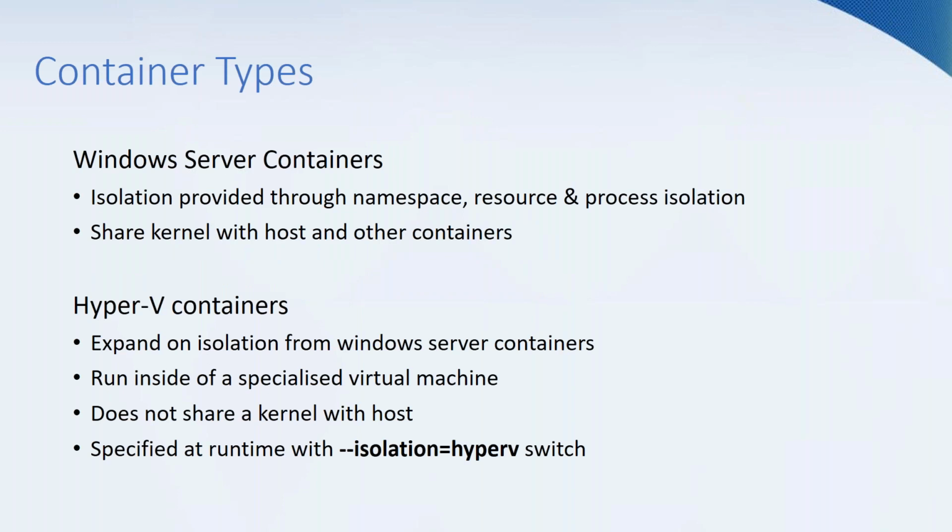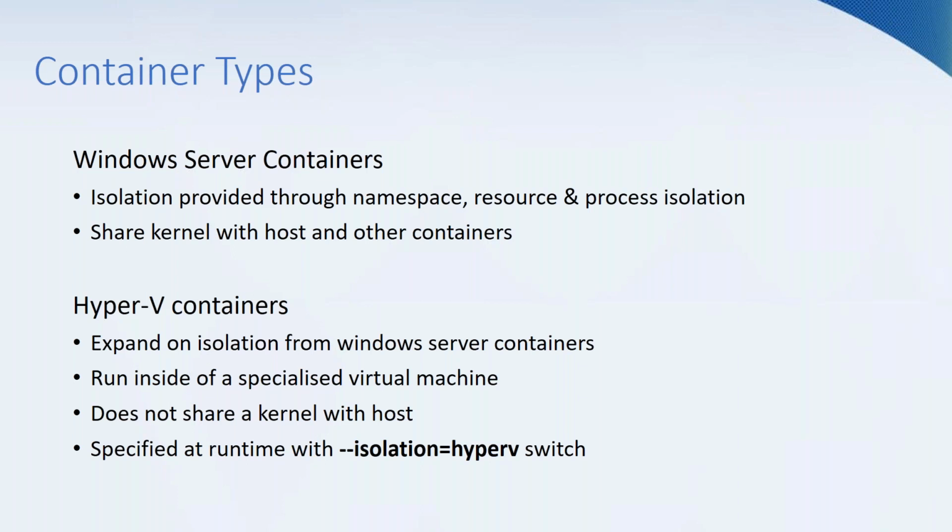So when it comes to Windows containers, we actually have two types available to us. We have Windows Server containers and Hyper-V containers, and both offer a different level of application isolation. Windows Server containers perform application isolation through namespace and process isolation technologies. However, they share a kernel with the host and all other containers running on that host. Hyper-V containers take isolation a little bit further by running each container in a highly optimized virtual machine. Therefore, they don't share a kernel with the container host or any other containers running on that host.